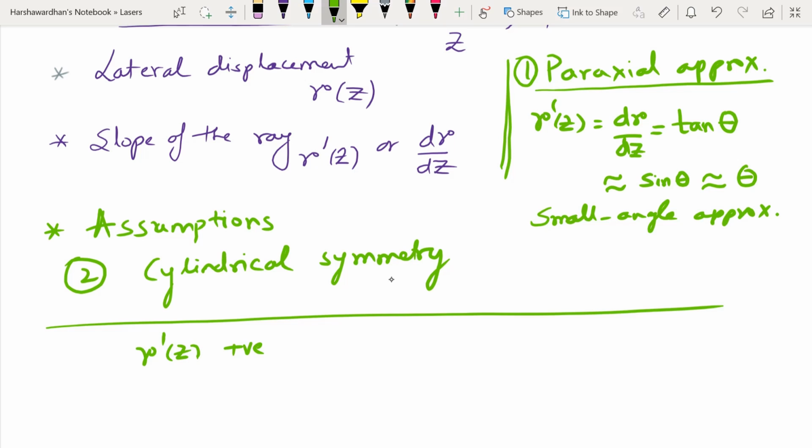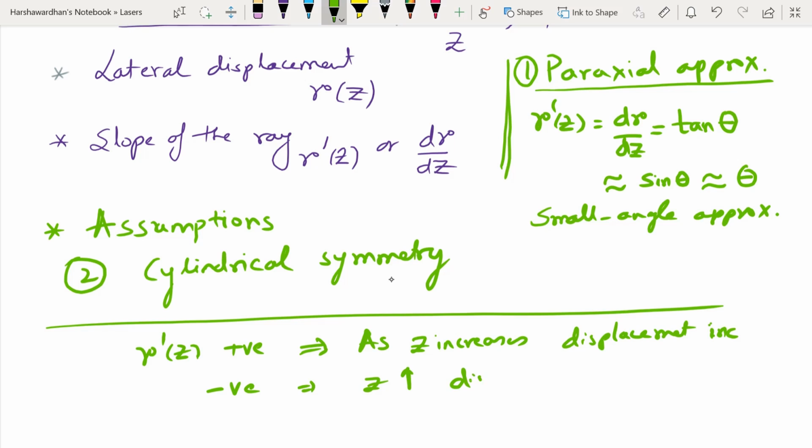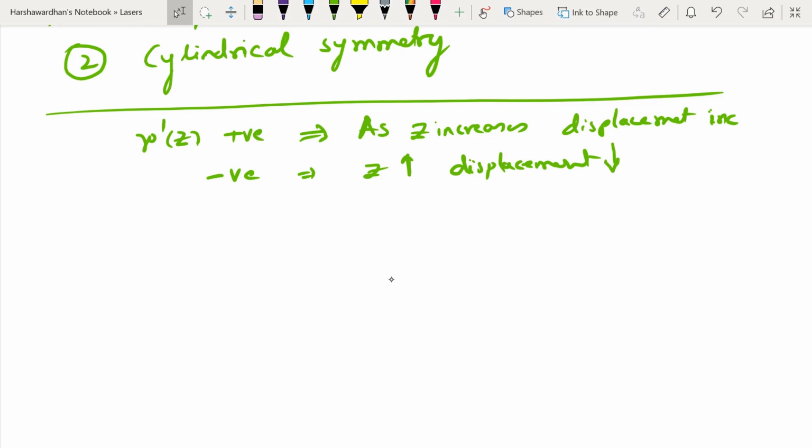That would mean that as Z increases, the displacement increases. Similarly, if it is negative, which would imply that as Z increases, the displacement decreases. Right.